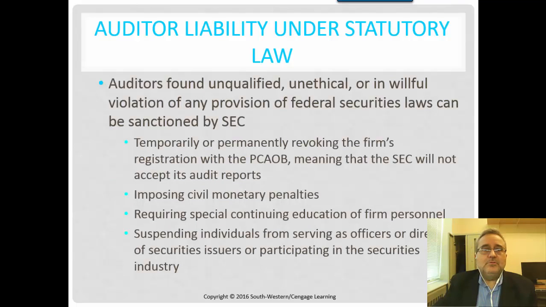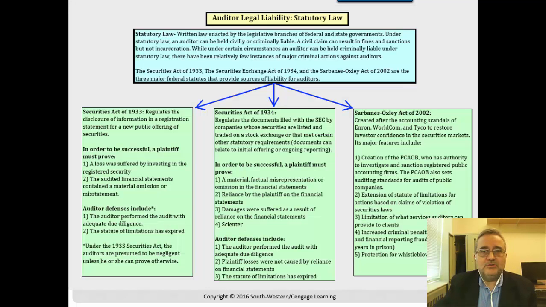Now, let's go beyond this and talk specifically about the Sarbanes-Oxley Act. Auditors found unqualified, unethical, or in willful violation of any provision of the securities law can be sanctioned by the SEC. Sanctions include temporarily or permanently revoking the firm's registration with the PCAOB. There may be civil damages. They may require special continuing education and possibly suspending individuals from serving as officers or directors of securities issuers, or participating in the securities industry.